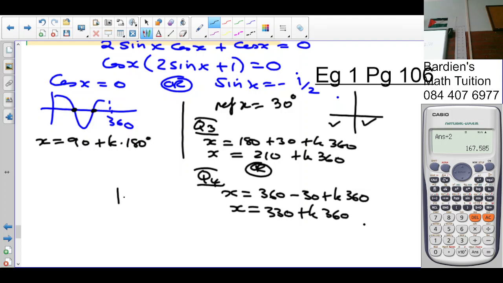Where k is an element of the integers. Whenever it's a general solution, please write that down. Okay? Otherwise you will be penalized if you leave that out. You lose 1 mark. Okay? Any confusion?